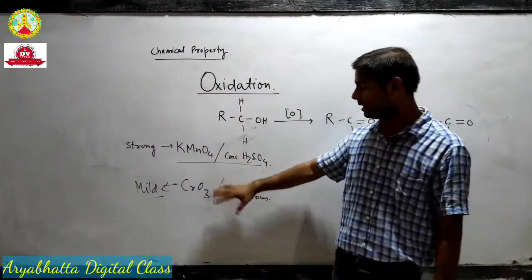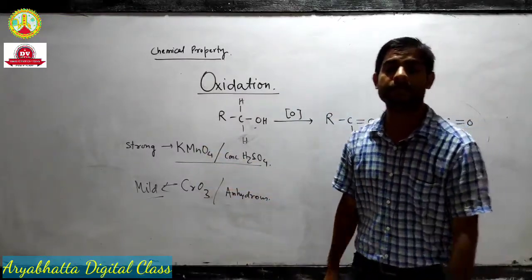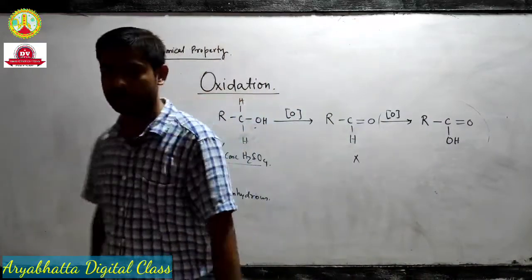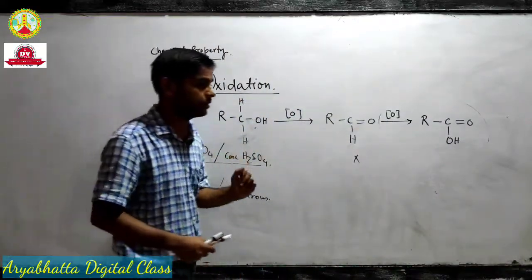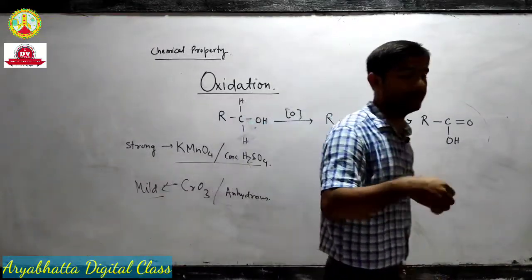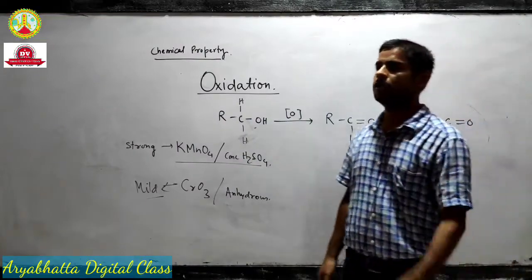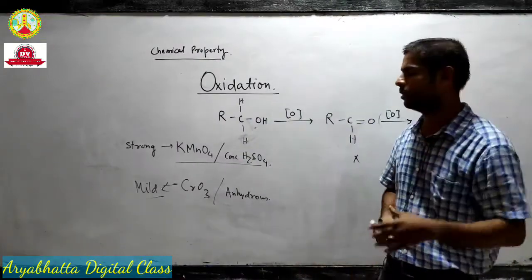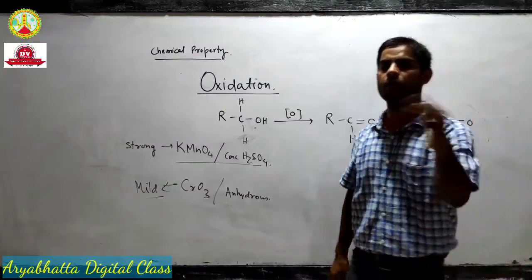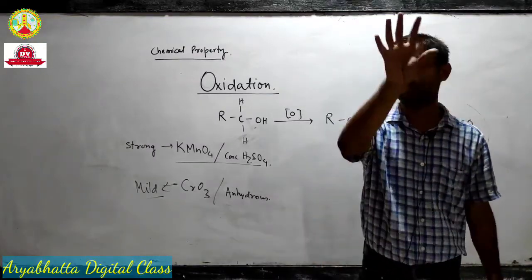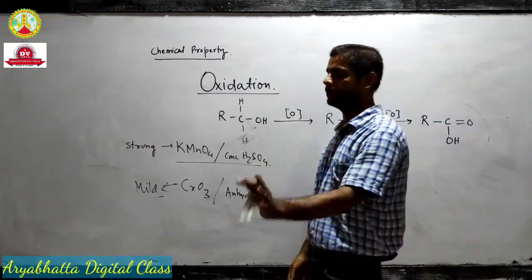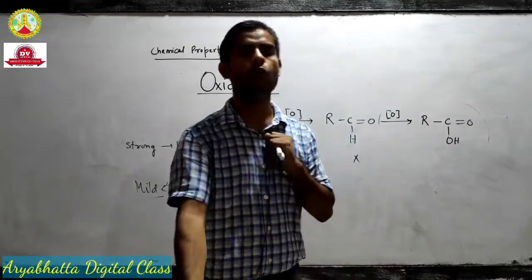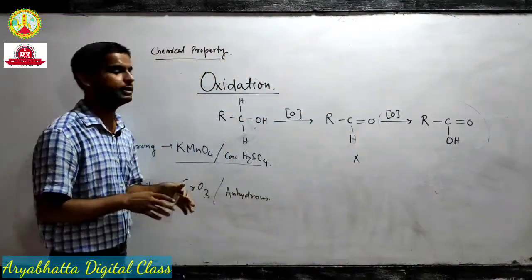And apart from these two oxidizing reagents, we can have other oxidizing reagents also, like potassium dichromate in acidic or basic medium. So this is another question. You have to tell me in the comment section whether potassium dichromate in acidic and basic medium is a strong or weak oxidizing agent.